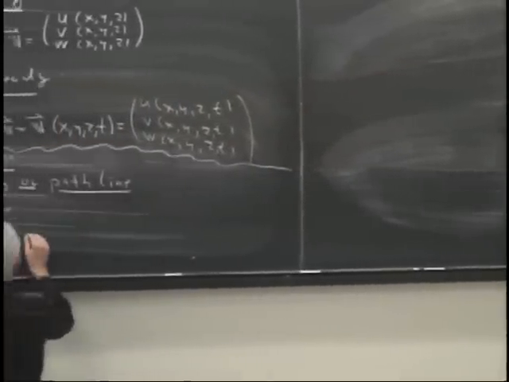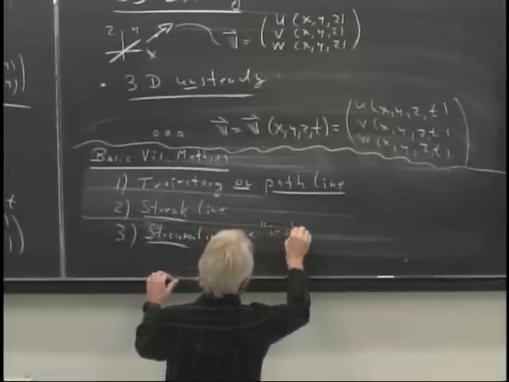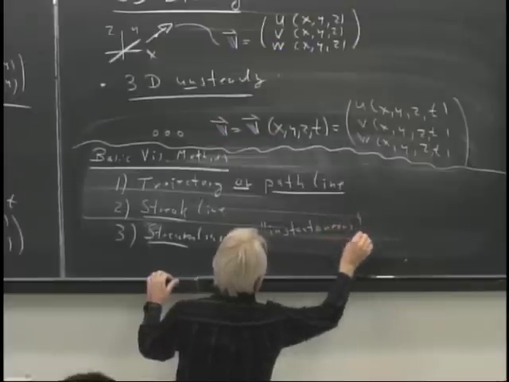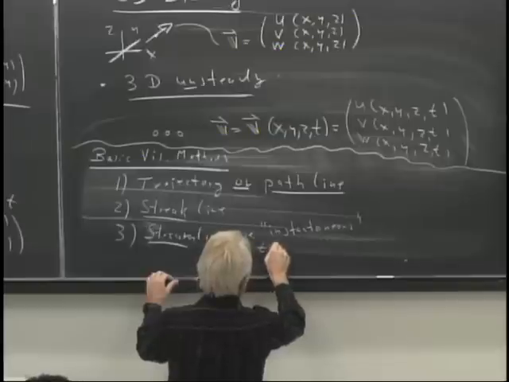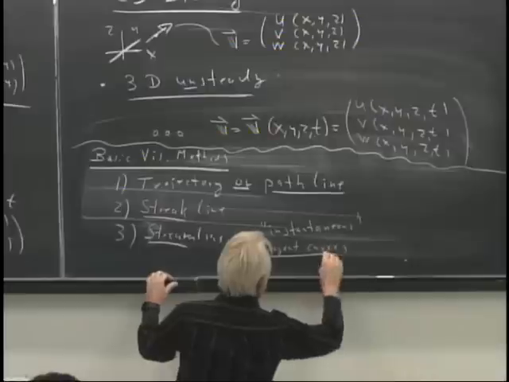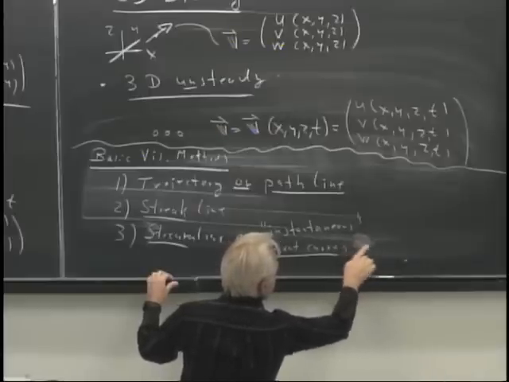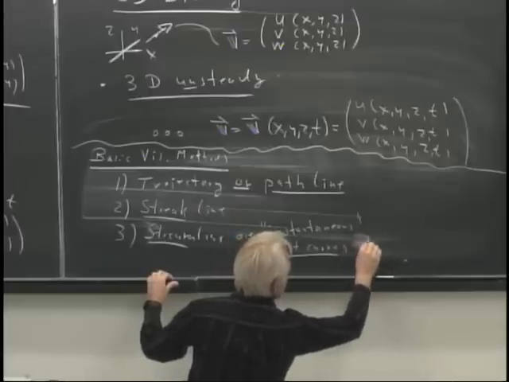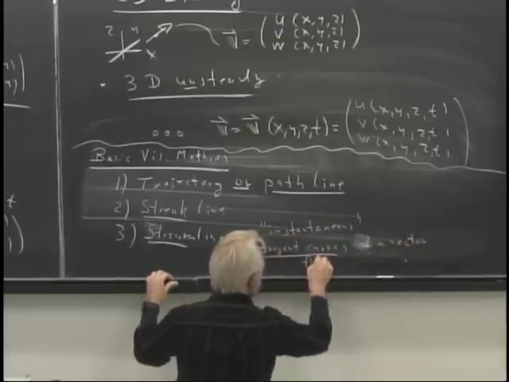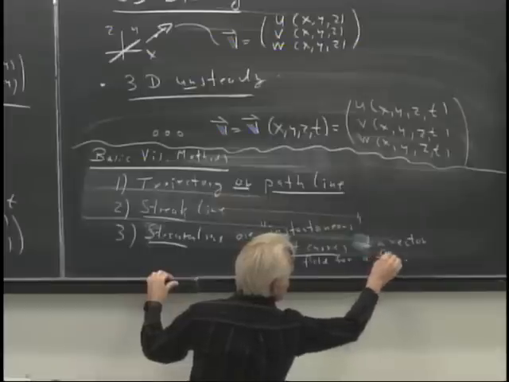Streamlines are instantaneous tangent curves of a vector field at a specific moment in time, for a fixed time.